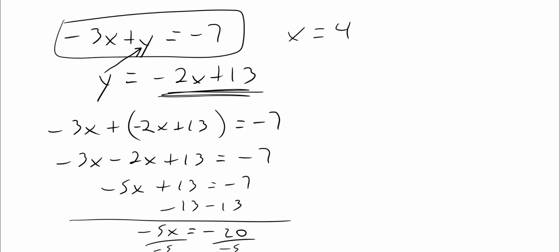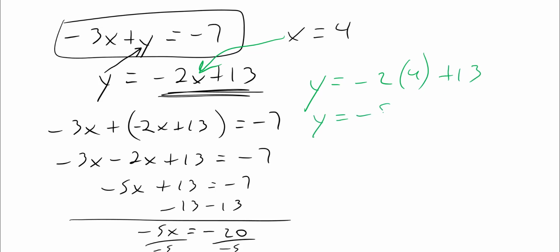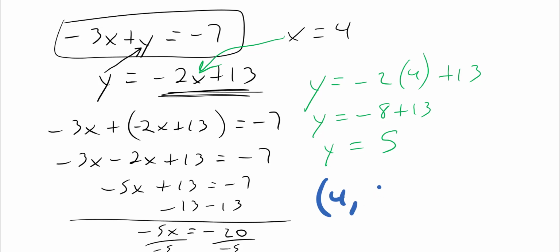Okay, and then what I do is I take that 4 and I plug it right into the other equation. Y equals negative 2x, which is 4, plus 13. So y is equal to negative 8 plus 13. So y is equal to 5. And so your solution to this one, math fans, is 4, 5. Okay? Cool. So one last one, and we'll be good to go.